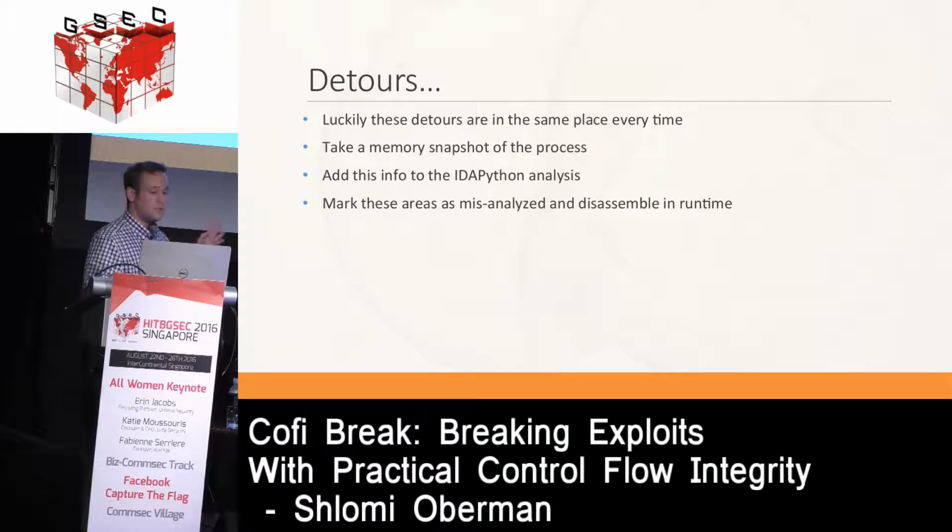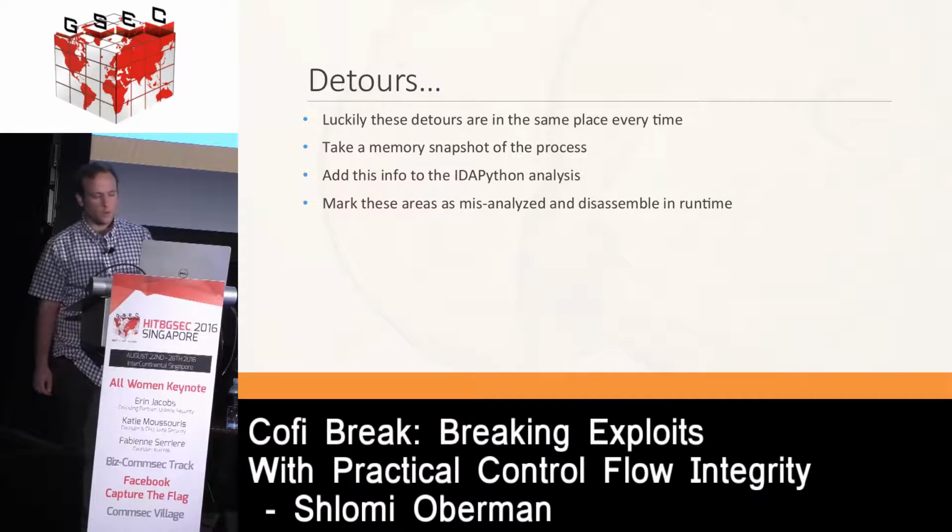Okay. Luckily, these detours are always at the same place. So we can take a memory snapshot of the process, add this info to our analysis, and mark these areas as misanalyzed. So we'll be disassembling these areas at runtime, which is a small performance overhead, but we won't be misanalyzing the code.